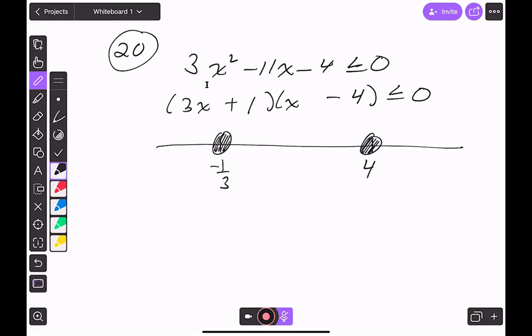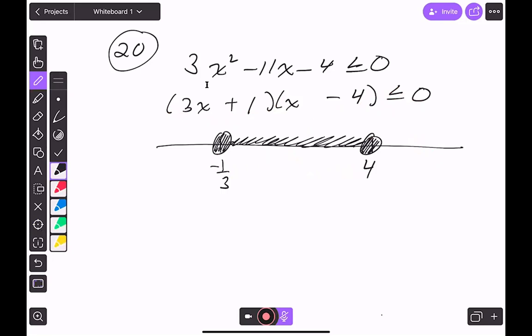All right, let's do the test. And I want to go to this place over here. 5. Plug it in. Positive times a positive is a positive. Positive numbers are not less than 0, though, so this doesn't get shaded in. Let's go to this interval. What's a good number between minus 1/3 and 4? I would say 0. Positive times a negative is a negative number, and negative numbers are definitely less than 0. So I'm going to shade that in now.